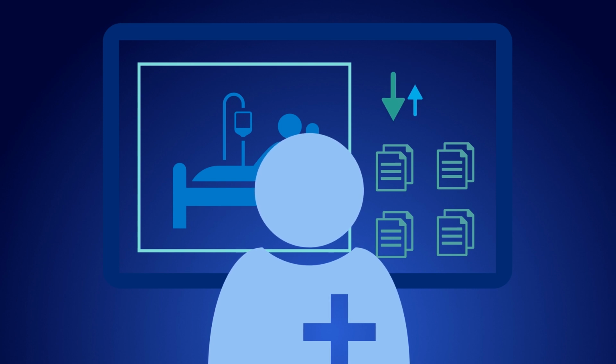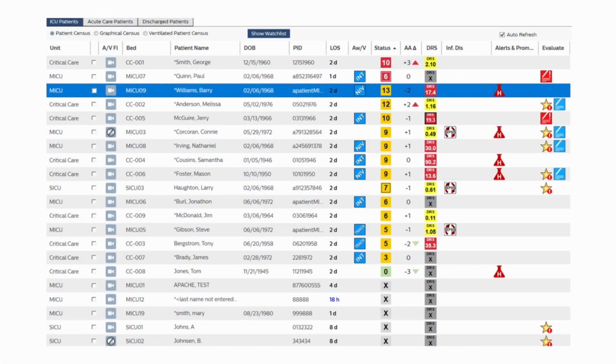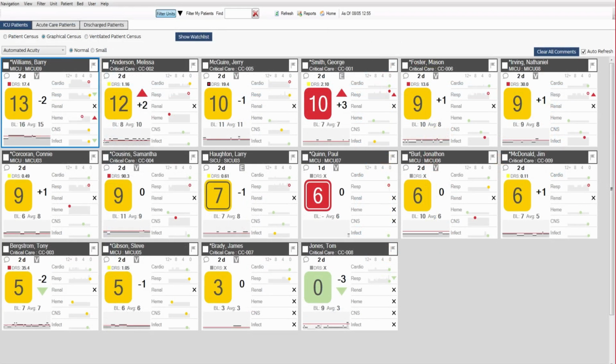Josephine's day starts like any normal day. She opens the eCareManager patient census screen to view the patients she is responsible for overseeing, the hospital, unit, and bed number they're in, and more importantly, which ones are most in need of attention. Josephine can also display a more detailed watch list of the patients she is assigned to.